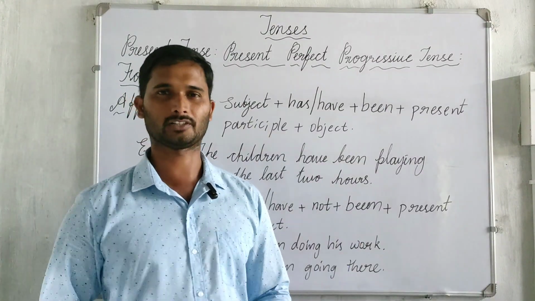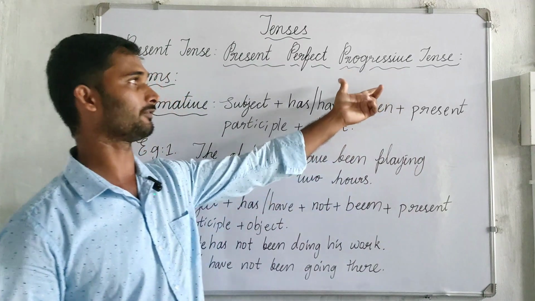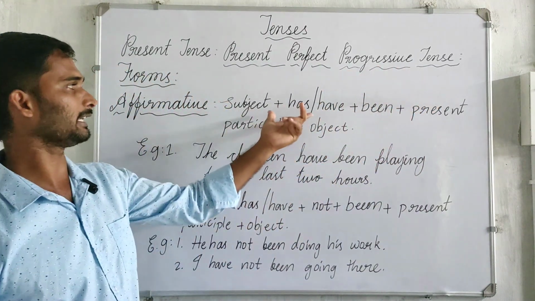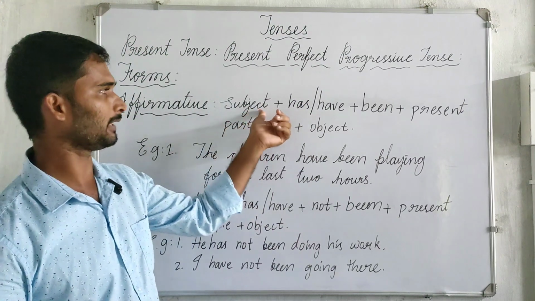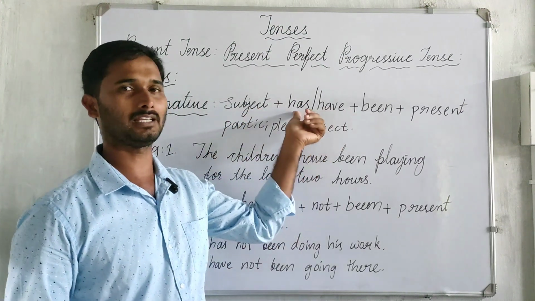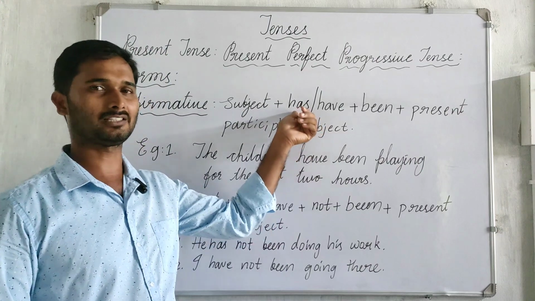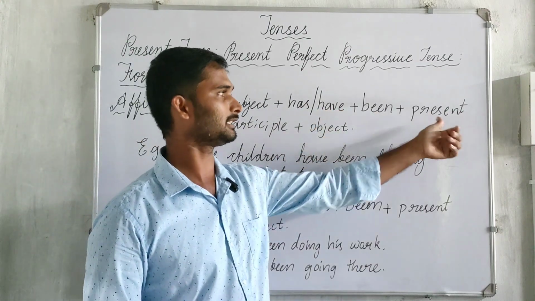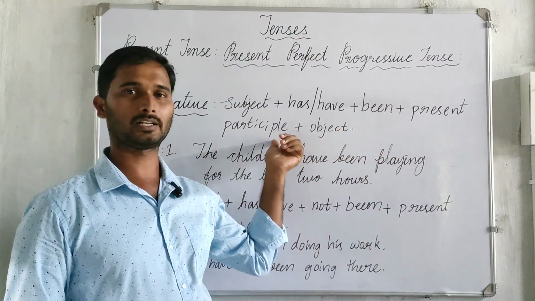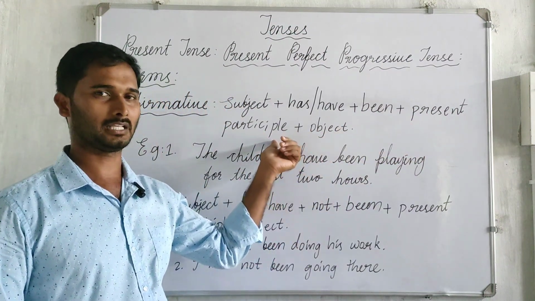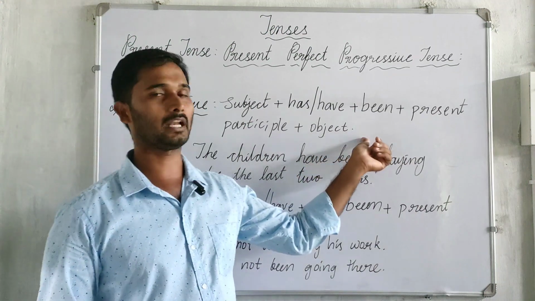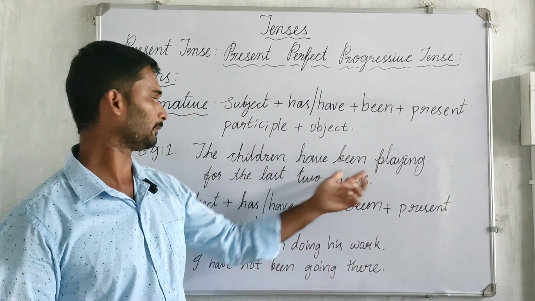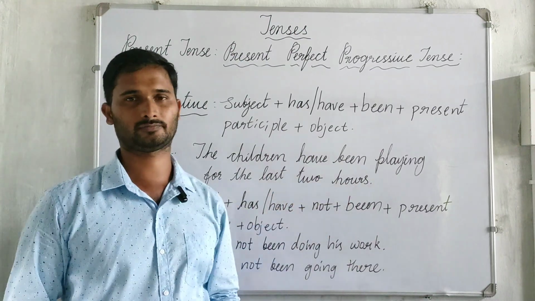Let us learn the forms of the present perfect progressive tense. We also call it present perfect continuous tense. Here is an affirmative form and its syntax. First one, subject plus has or have. Has is used only for the singular subjects. Have is used only for the plural subjects. Plus been plus present participle. Present participle just means V1 plus ing form. Plus object. At the end of it, a full stop is added. One example: the children have been playing for the last 2 hours.